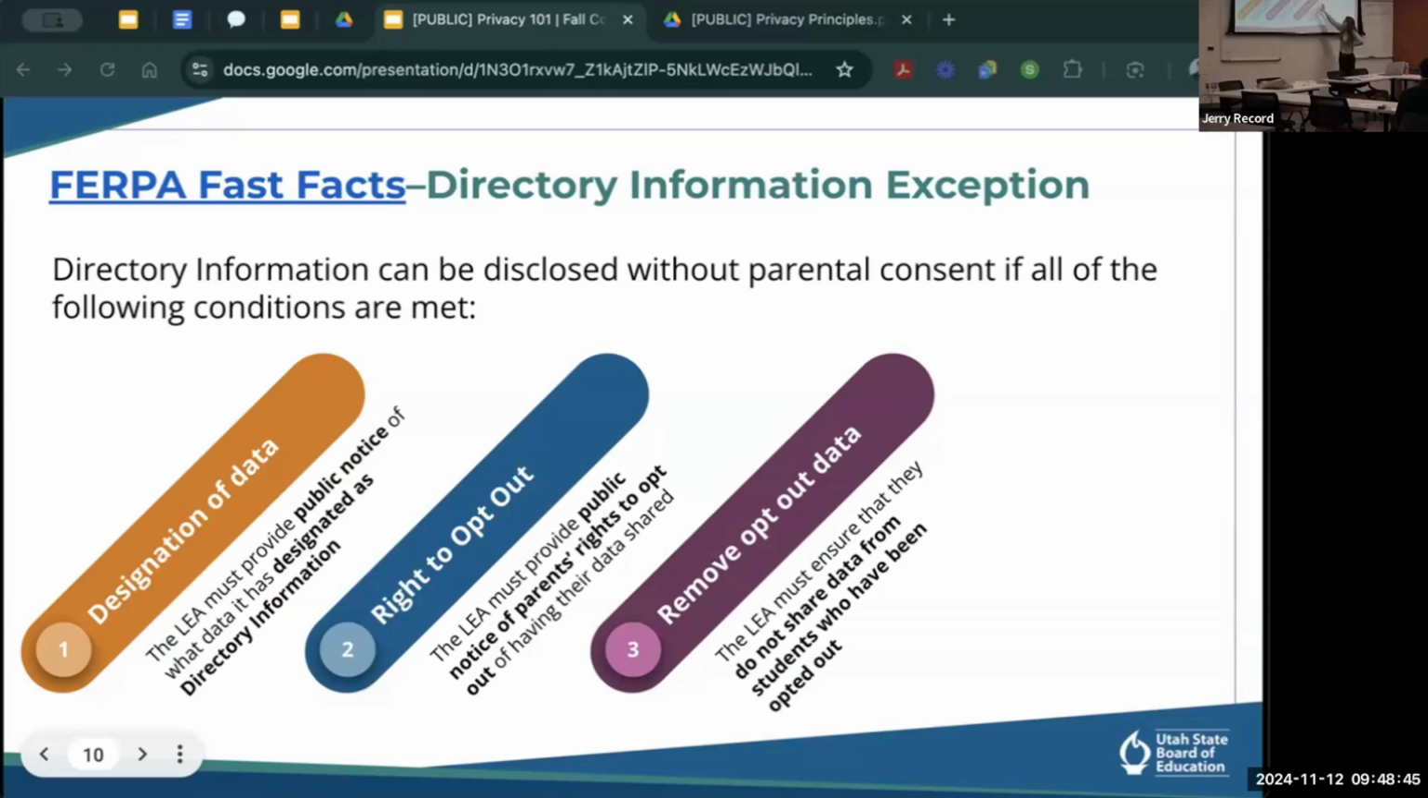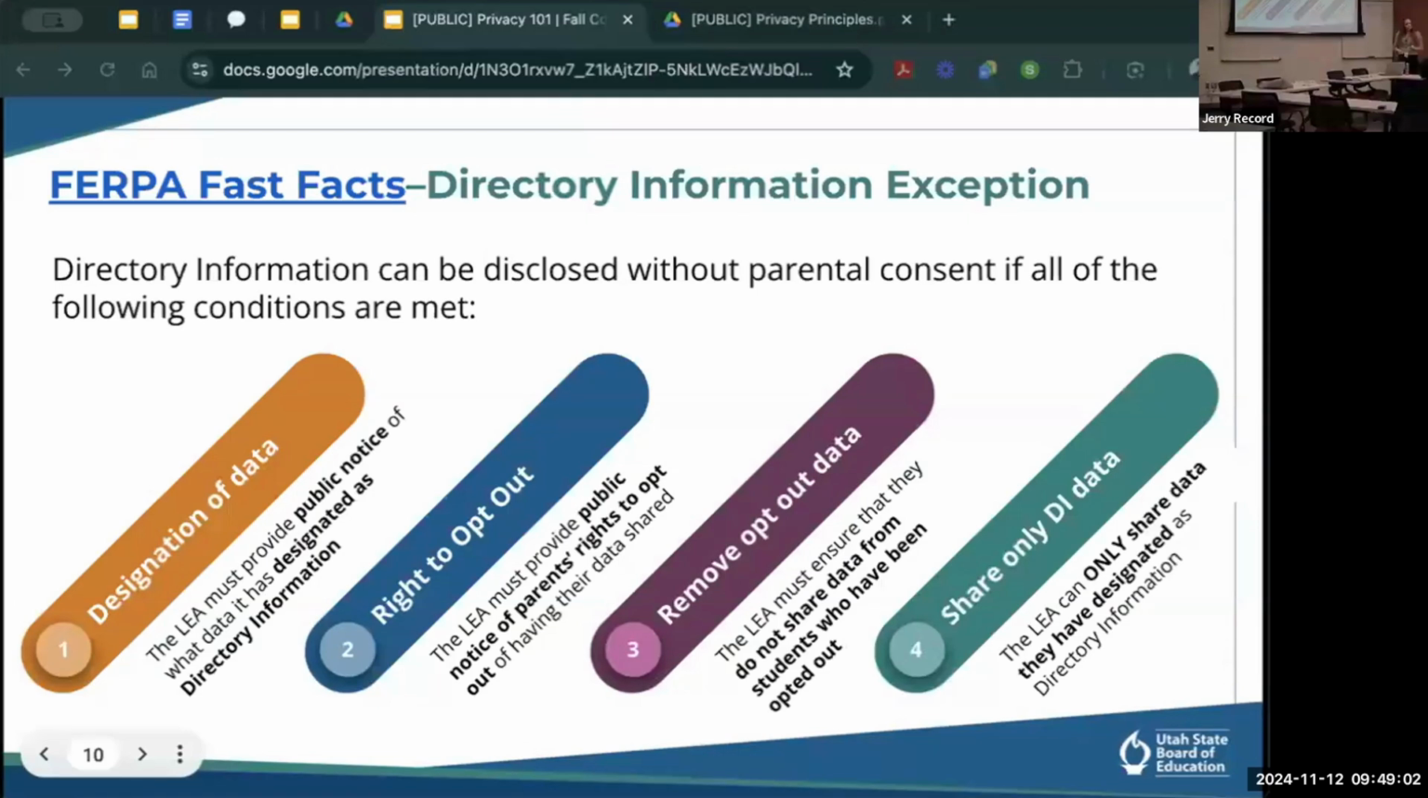And finally, make sure that you're not tacking on other information to that directory information. So if someone contacts you and says, hey, I want to know the names of all your students who are participating in this special ed program, they're asking for names, yes, but you've also basically told them that those students are participating in a special ed program, so that's not appropriate. Any questions about the directory information exception?